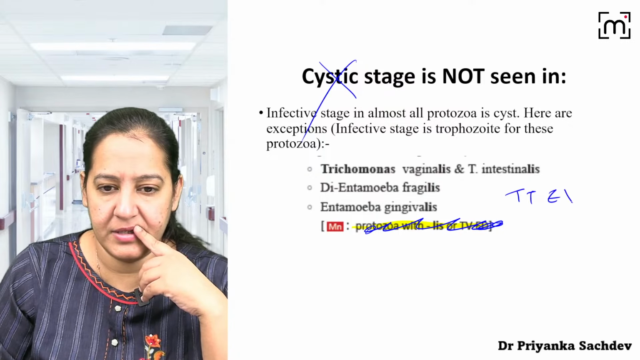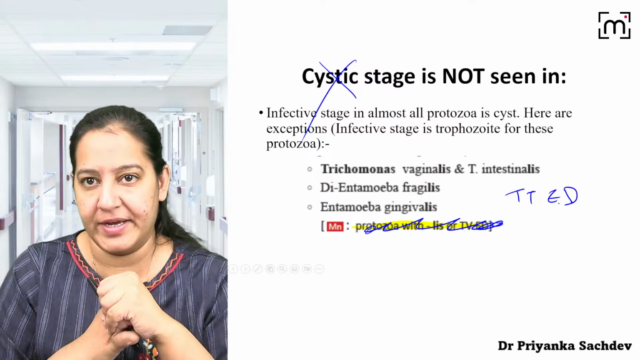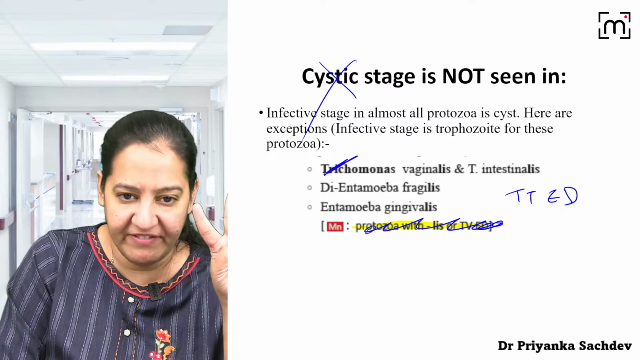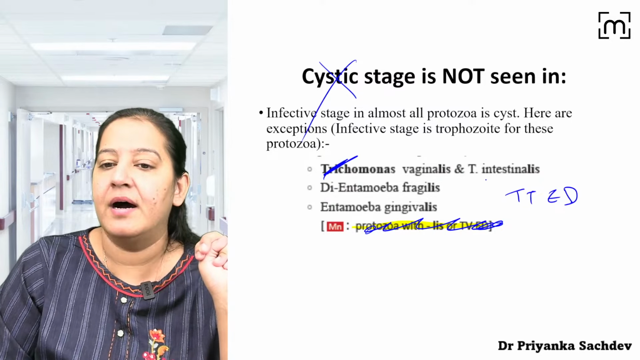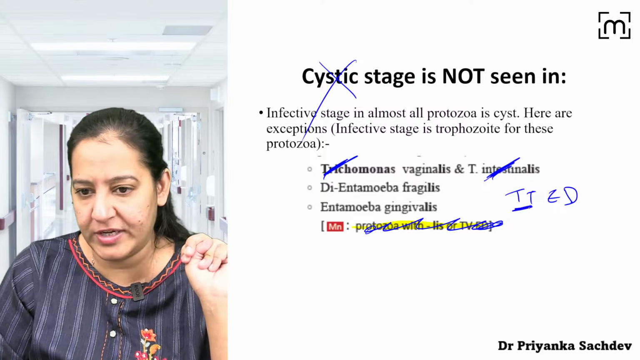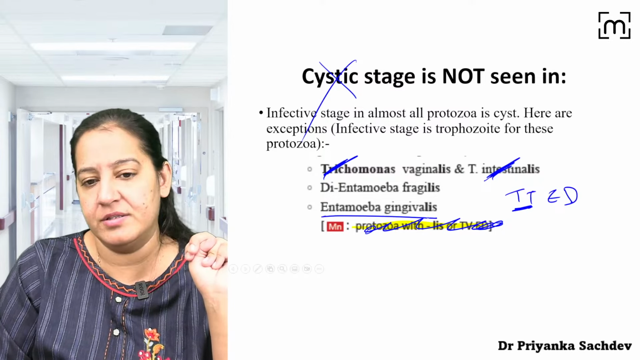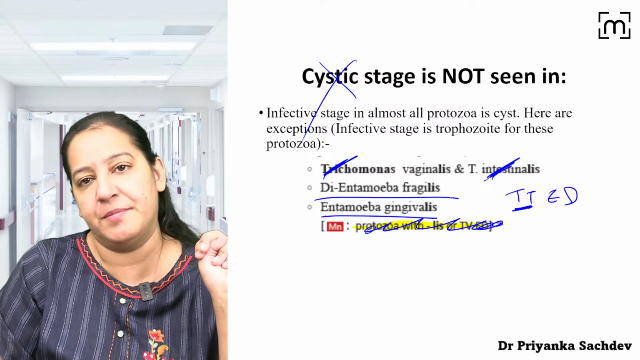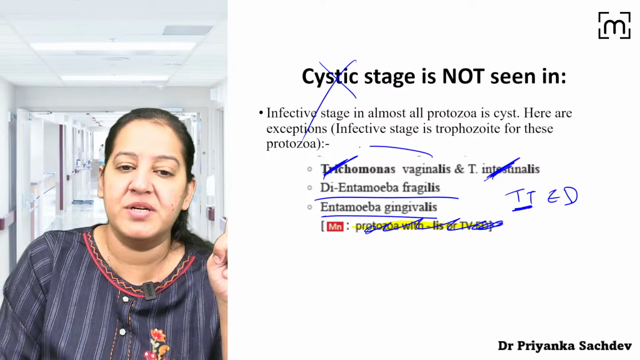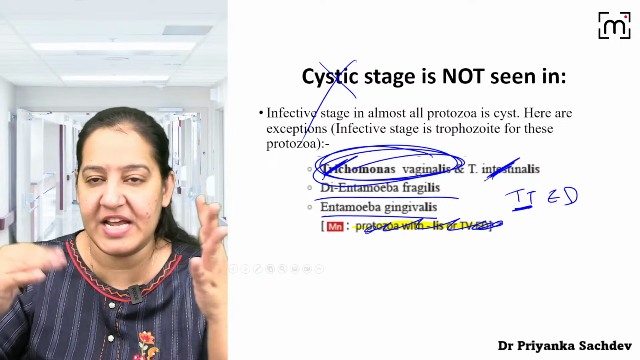TTED is the mnemonic, right? So there are 2 T: Trichomonas vaginalis and Trichomonas intestinalis, the 2 T. E is Entamoeba gingivalis and D is Dientamoeba fragilis. So many times the question is on Trichomonas vaginalis. It doesn't have a cyst form.